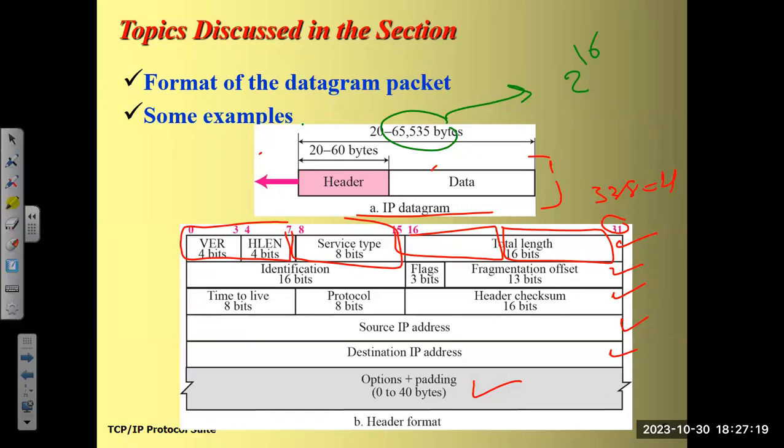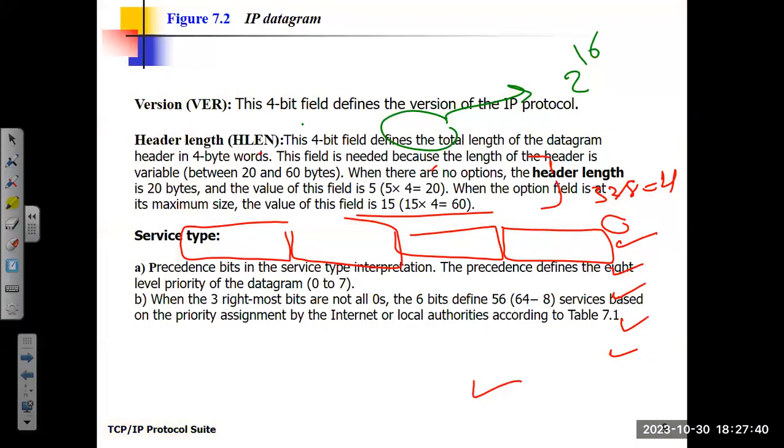Okay? Then we will have source and destination. Because when you send a packet or datagram from source to destination, I have to know it's coming from A to B. So that's why we have these two fields. Then you will have the options, and we will see what that is for. So let's go very quickly.